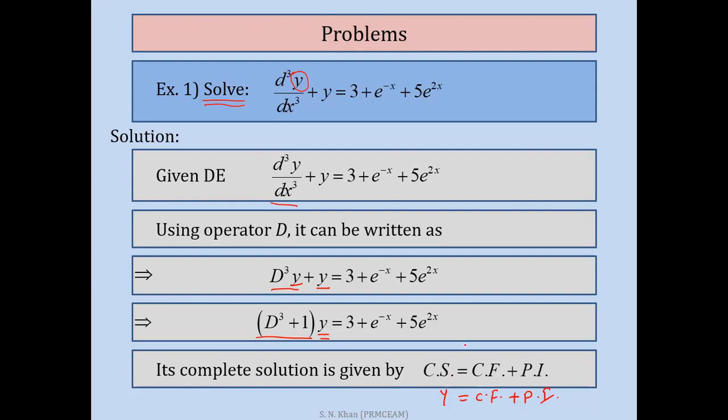If you are using books, then you can find somewhere that CS equal to CF plus PI. Somewhere it will be written as y equal to CF plus PI. Somewhere it will be written as GS, general solution, equal to CF plus PI. So different wordings are used, but finally we are getting the same thing, CF plus PI. So the complete solution of a differential equation is a combination of the complementary function plus the particular integral.